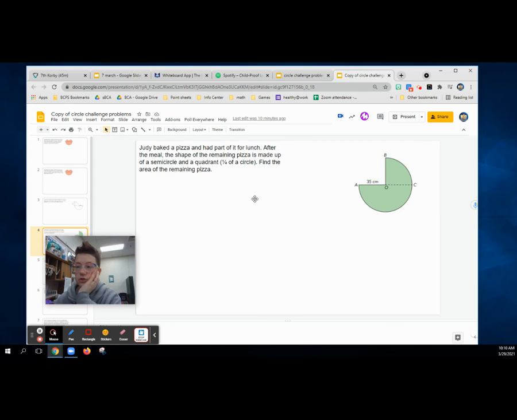For this problem, Judy baked a pizza and had part of it for lunch. After the meal, the shape of the remaining pizza is made up of a semicircle and a quadrant, which is, again, a fourth of a circle. Find the area of the remaining pizza. Area of a full circle is equal to pi r squared. So please find the area and enter it in.